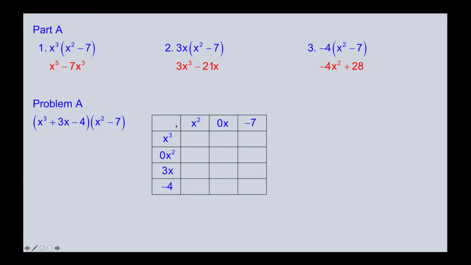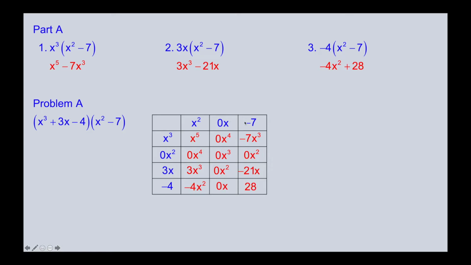So from here, we're essentially doing the exact same thing we did up above, but now we've got x to the third multiplying by x squared, and we'll put that here. X to the third times 0x, we'll put that here. X to the third times -7, and we'll put that here. And that's going to give us these three values. Now we do the same thing. We're going to distribute the 0x squared to all three of these, which is going to be 0. And you really don't need to put any of the variables in here, but again, they're nice placeholders. Next, we distribute the 3x to all three, and that gives us this. And then finally, we're going to distribute the -4 to all three, which gives us this.